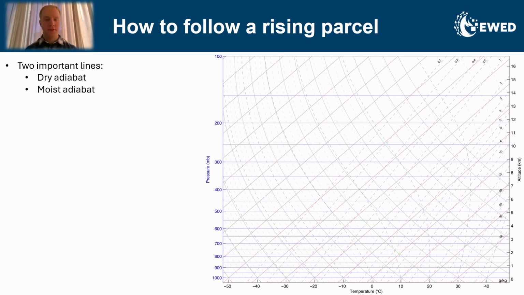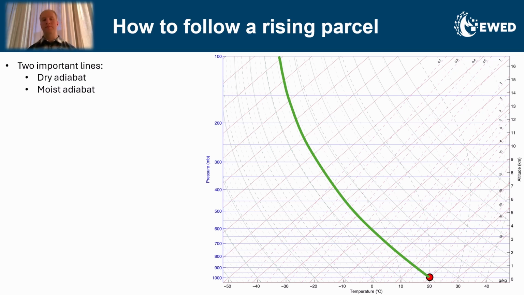So let's do a short exercise here. And let's take a parcel and start rising it following the skew-T diagram. All right, so in this case, I have taken an air parcel at 1000 hectopascals, and let's call that the surface for now, with a temperature of 20 degrees. In this case, we start following the dry adiabatic line because it's not yet saturated. That's the green line in this case.